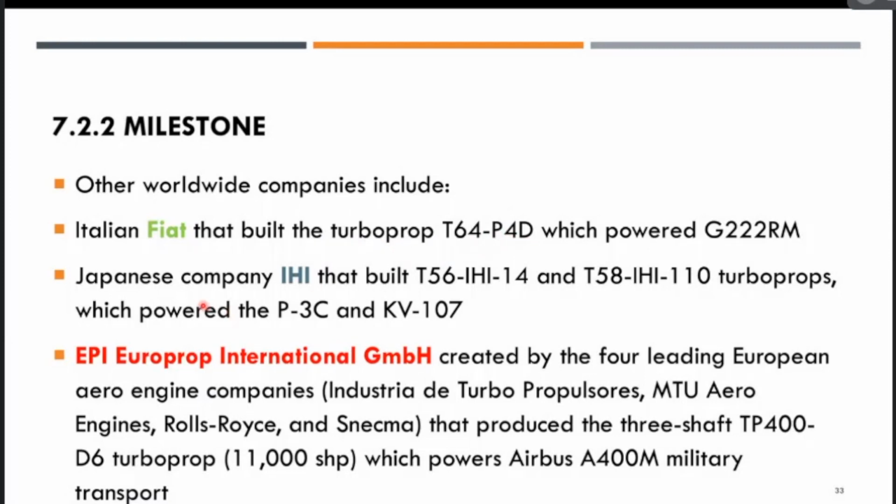Other worldwide companies include the Italian Fiat, which built the turboprop T64 P4D, right? And there is also the Japanese company IHI. There is also another company called EPI, Europrop International. This is a German company, which was created by 4 leading European aero engine companies: Industria di Turbopropulsori, MTU Aero Engines, Rolls-Royce, and Snecma. They formed a consortium that produces the 3-shaft TP400-D6 turboprop, which currently powers the Airbus A400M military transport.